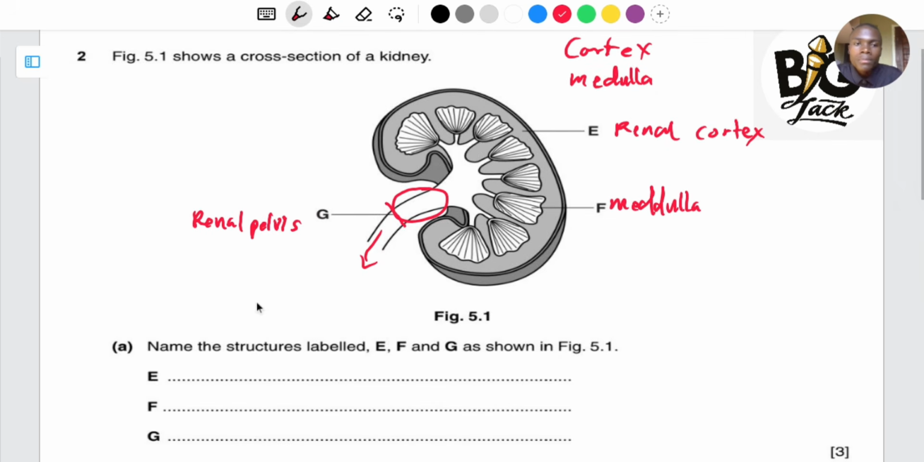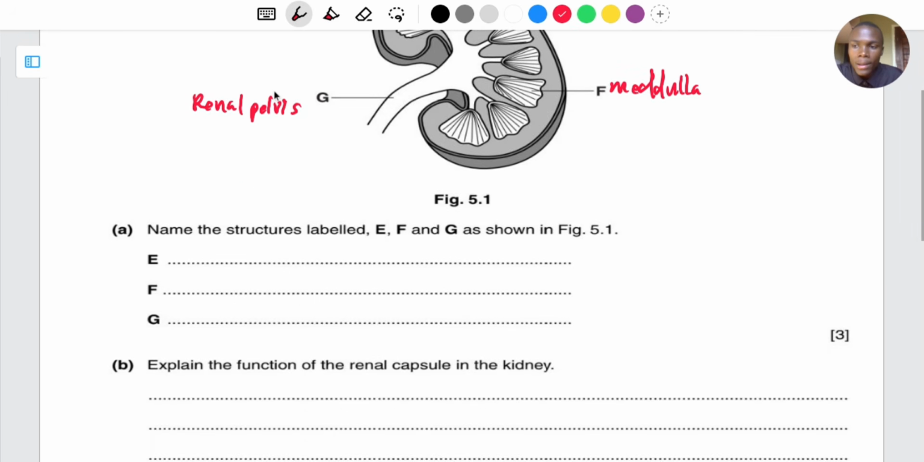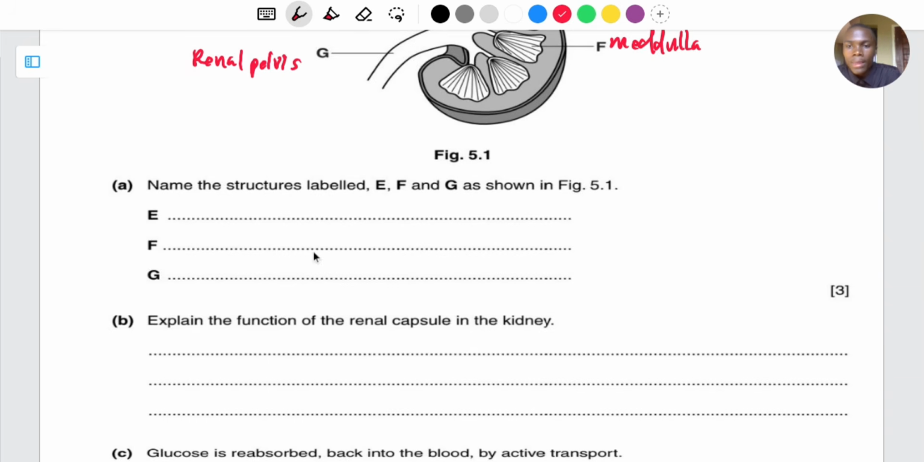One thing that you need to know is that the functional structure unit of the kidney is the nephron, the one which is involved in filtration of substances, the absorption of substances, as well as secretion. So name the structures labeled E, F and G as shown in figure 5.1. E is called the renal cortex, or we can say the cortex if you want. F is called the medulla. Then G is called the renal pelvis. So those are the answers.